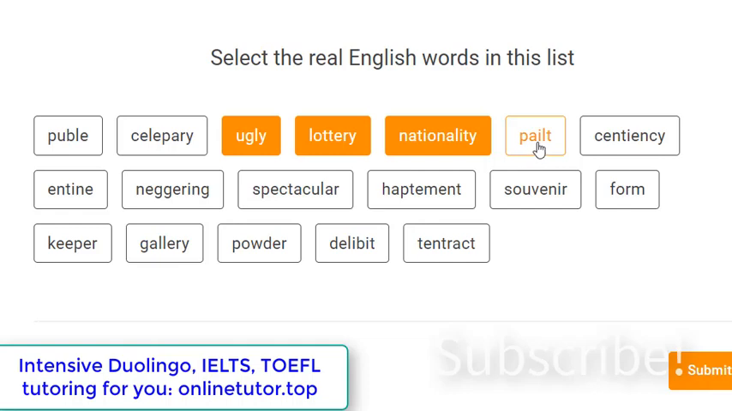Paled. No. Sentiency. No. Intine. I don't think so. Neggering. No. Spectacular. Yes. Spectacle. Spectacular means something amazingly having a nice form or shape or look, spectacular. Yes, something beautiful. Haptiment, no.